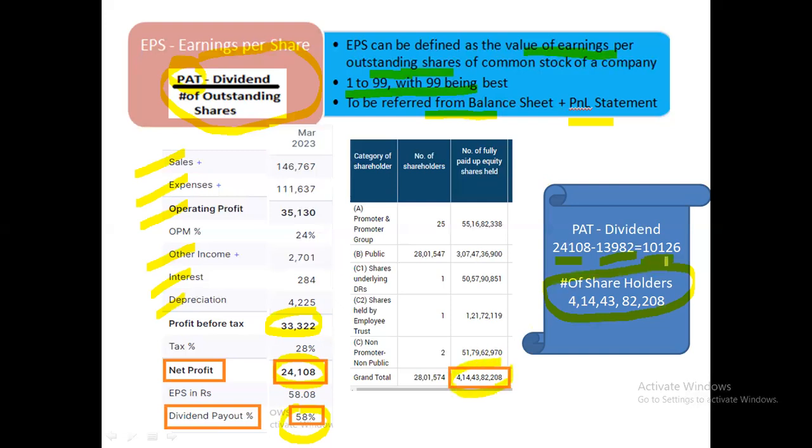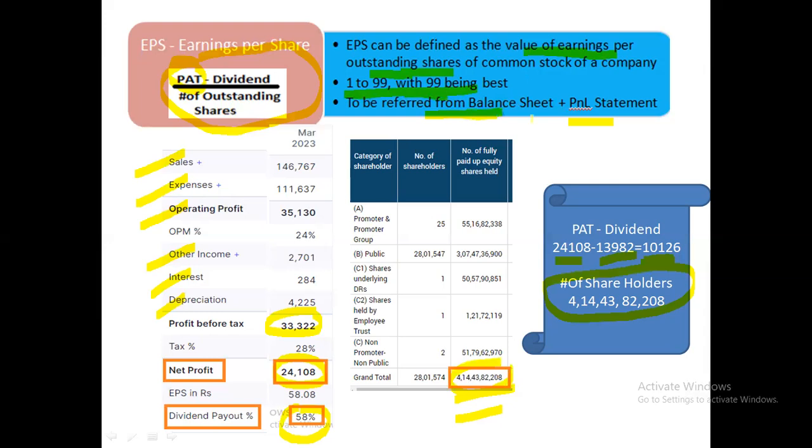10,126 divided by this outstanding shareholding, you will get the EPS value. This is called earning per share. So this ratio should be the best, that is 1 to 99, and 99 being the best. So always EPS should be 99 for being the best, and it starts from 1. And it has to be referred from the balance sheet.